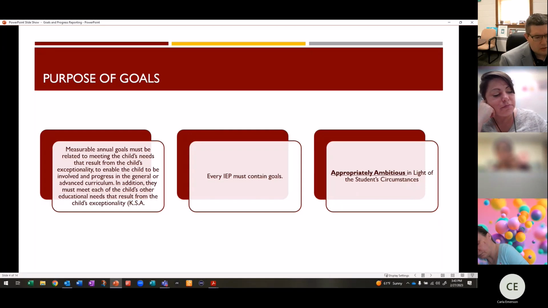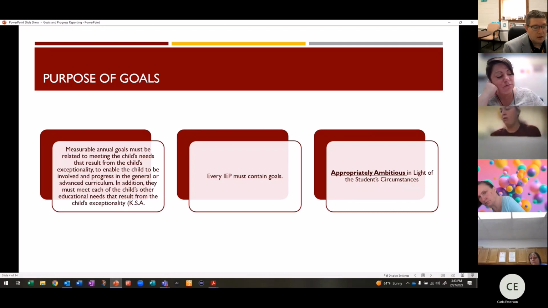But about 4 or 5 years ago, there's a case called Andrew F. that re-examined that definition of appropriate progress and determined that appropriate progress is now appropriately ambitious in light of the student's circumstances. So each IEP team should be targeting appropriately ambitious goals for any given student based off of their own circumstances. For some students, the minimum amount of progress might still be appropriate based on their circumstances, but for other students, we need to be aiming higher than that.